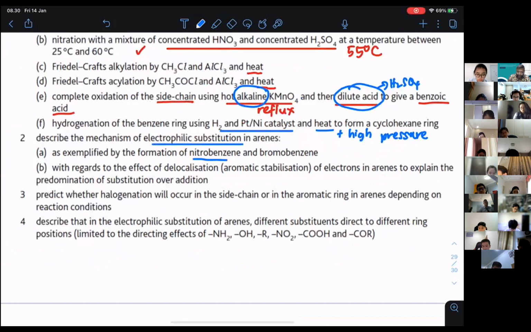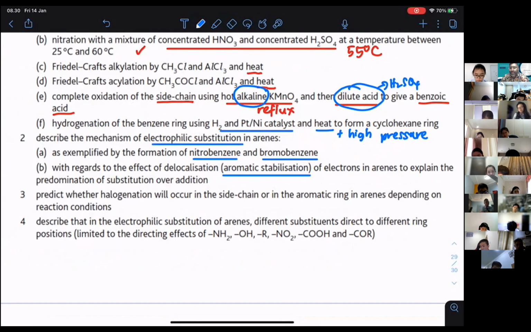Whenever we form the nitrobenzene, whenever you use bromobenzene, even chlorobenzene, I think it's the same situation, but they didn't put it in the syllabus. Yeah, but they can still ask. So with regards to the effect of delocalization, that's why I'm stressing this word. Last time they never used this term. Now, since they included that in your syllabus, please try to use this term, aromatic stabilization.